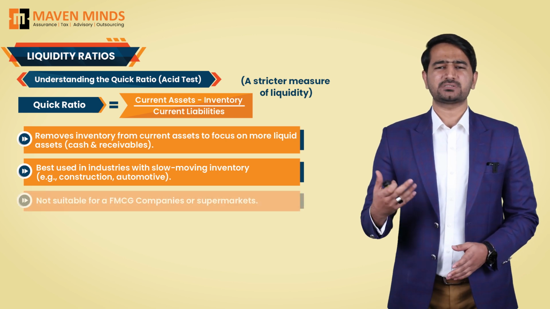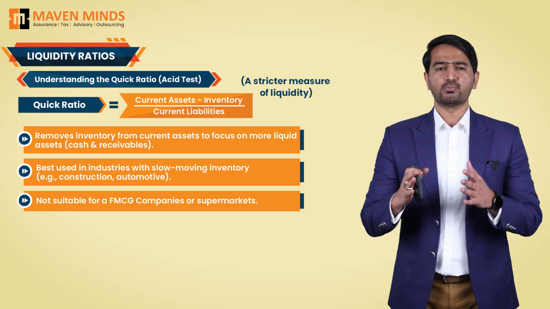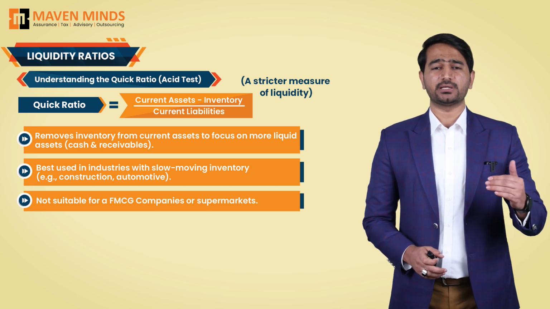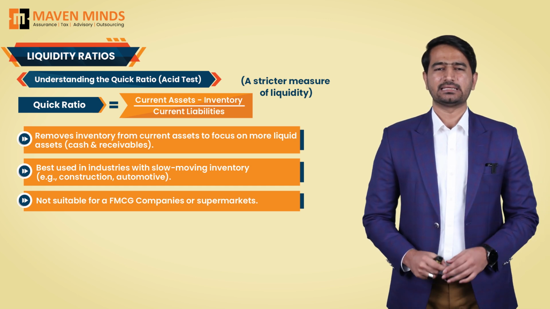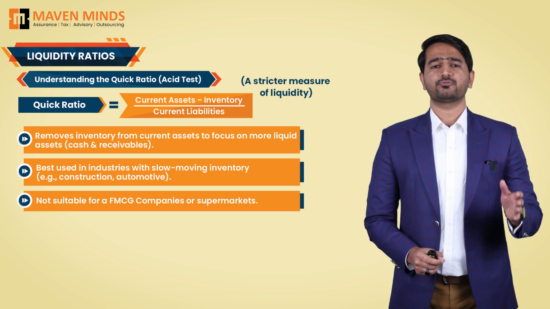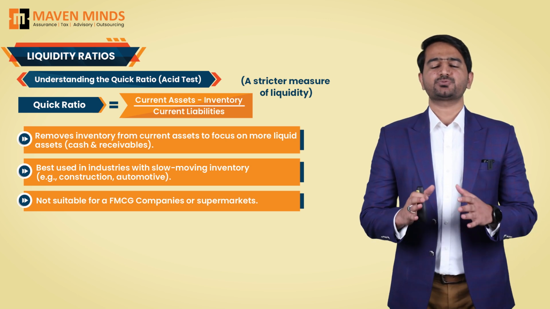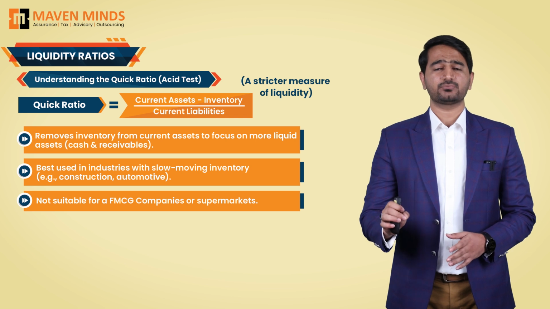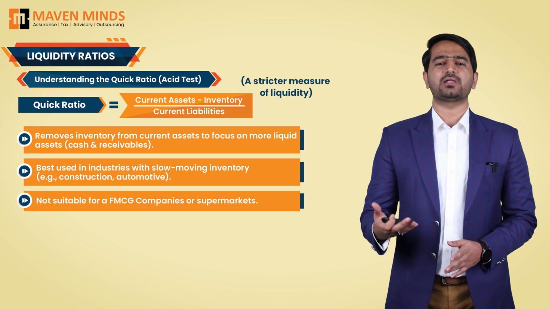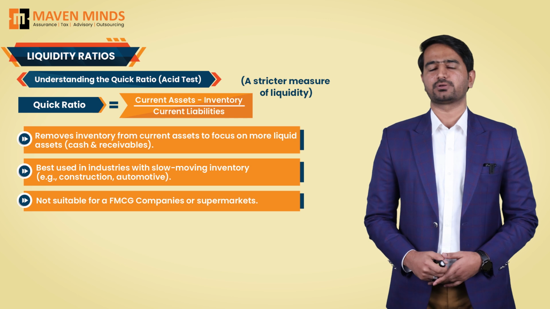However, for an FMCG company, fast moving consumer goods companies, or a supermarket like Walmart, most of their funds are tied up in inventory, which means their quick ratio might appear low if inventory is excluded. These businesses typically invest heavily in their inventories. Therefore, for such companies, the quick ratio or acid test ratio is not suitable. Thus, when examining financial health in your exam or in a real world scenario, you need to consider which ratio best reflects the company's situation and always be mindful of the nature of assets involved.